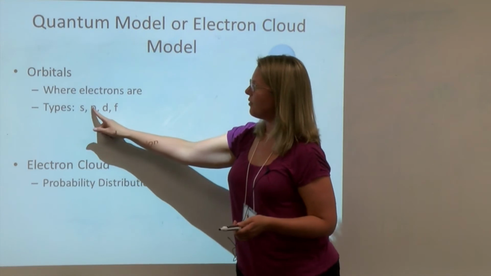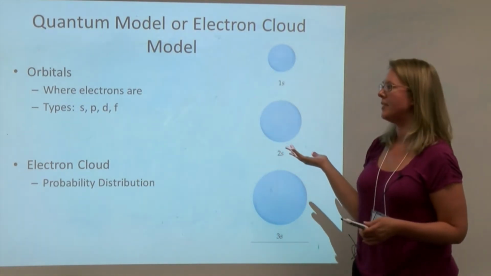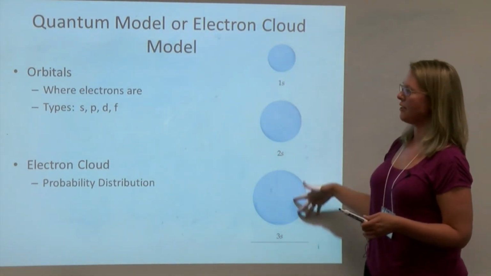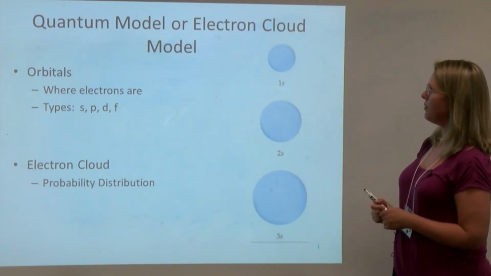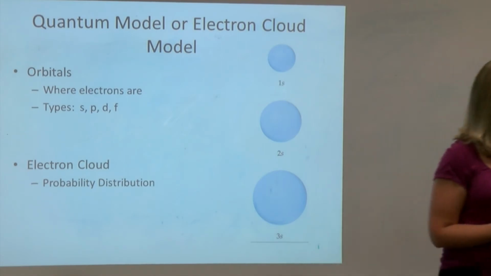And based on these different orbitals, you get different shapes. And these orbitals represent where the electrons are most likely. Okay, so these are probability distributions. So I'm going to show you a few more pictures.